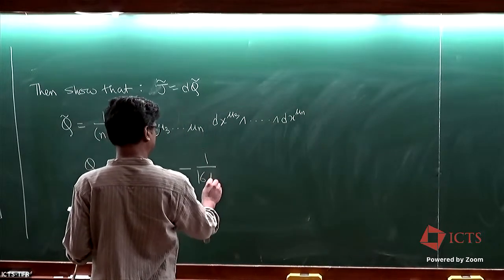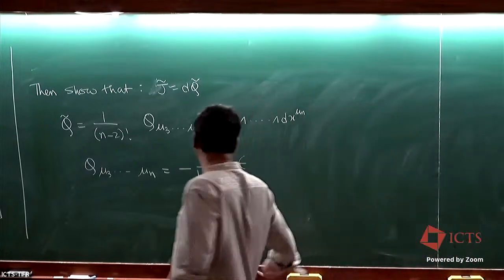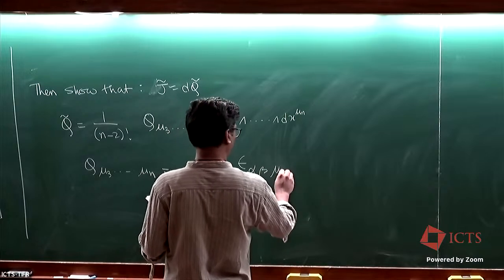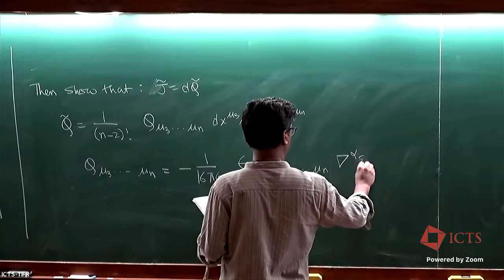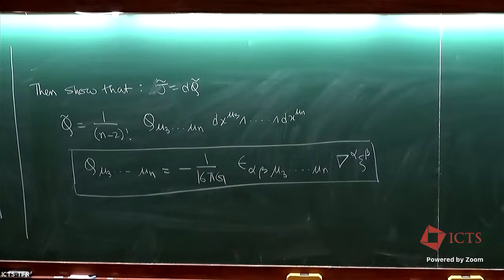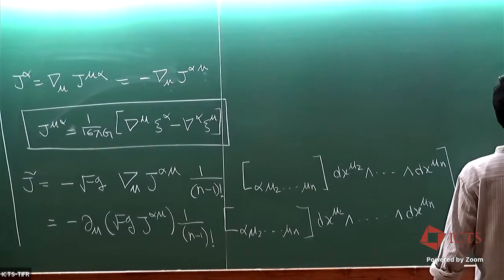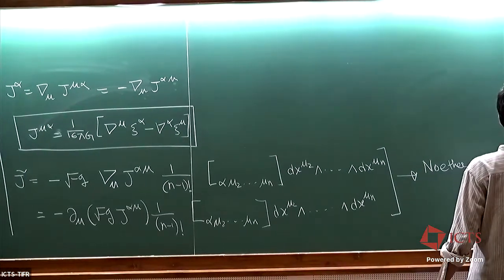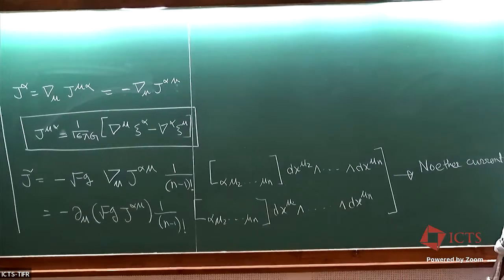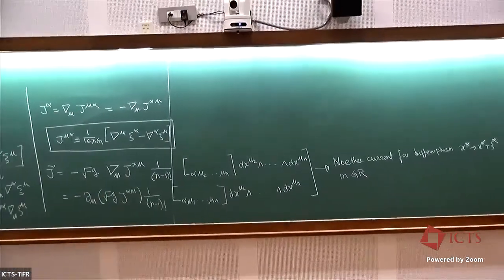Q will be, so this form will be equal to minus, this minus sign is important, 16 pi G, epsilon. So epsilon is square root of minus g times that alternating tensor, which I wrote as square bracket alpha, beta, mu 3, mu n, then. Please do it. Show that this is indeed the structure of the Noether potential. So this is, we call, Noether current for diffeomorphism, x a goes to x a plus xi a in GR, and this is the Noether potential.